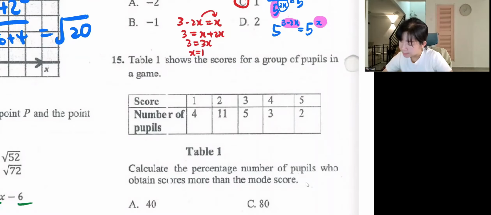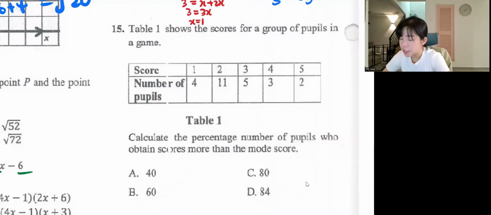So calculate the percentage number of pupils who obtain score more than the mode score. Mode. Remember, we have mode, mean, median. Mode is the data that has the highest frequency, appears the most. That data is the mode. Okay, which is the mode here? Which score is the mode?